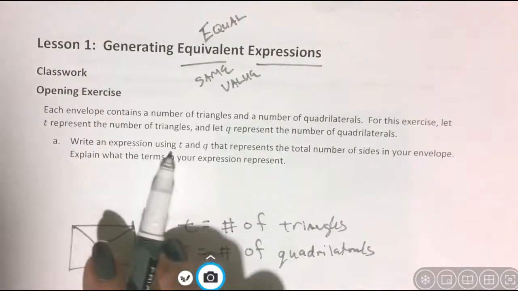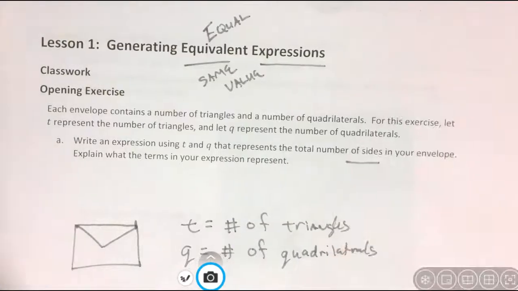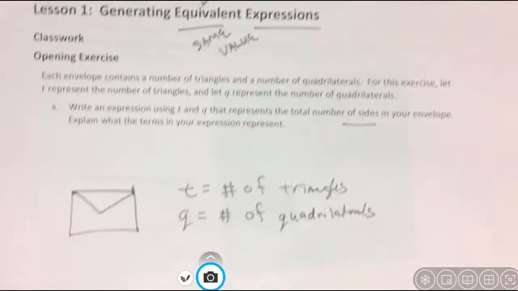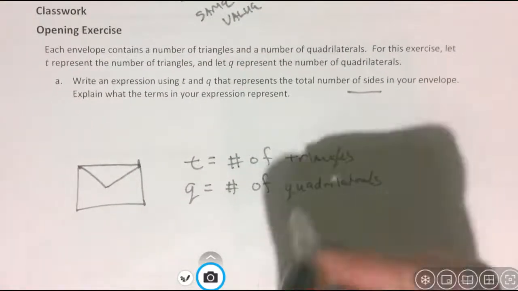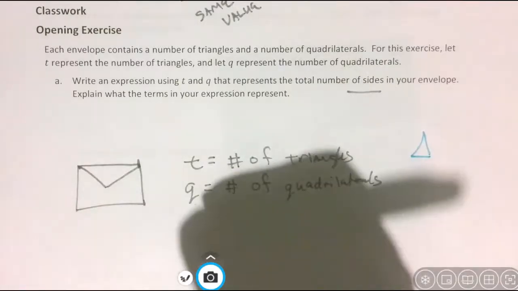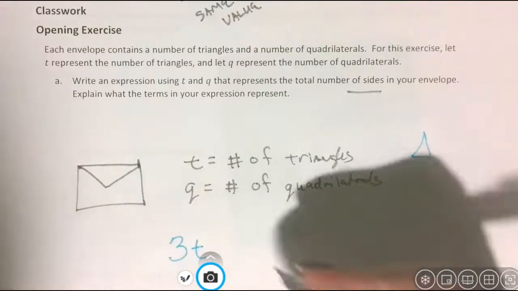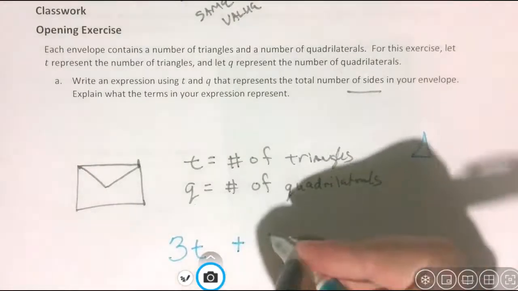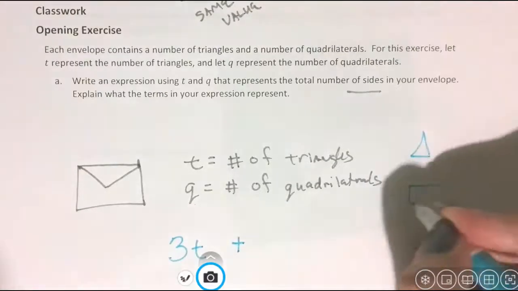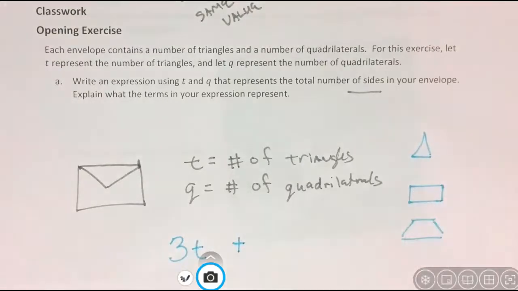We're going to write an expression using T and Q that represents the total number of sides in our envelope. And we're going to explain what the terms and the expression represent. So, triangles have 3 sides. For the total number of sides, it will be 3 times the number of triangles, plus quadrilaterals have 4 sides. These are both examples of quadrilaterals.